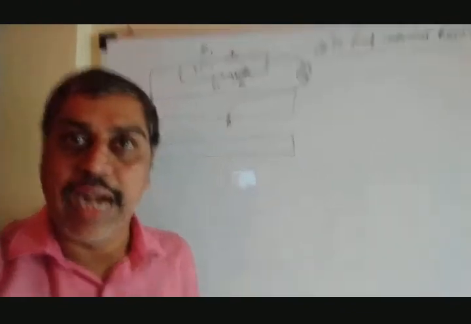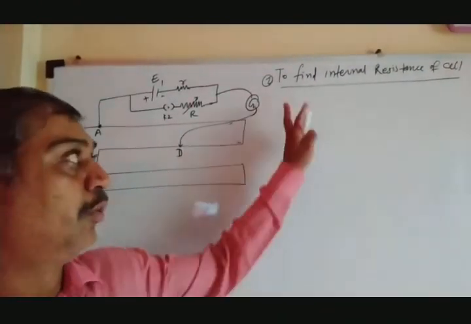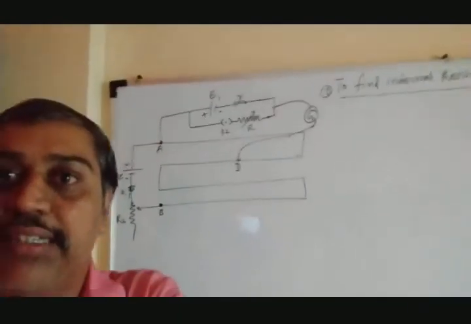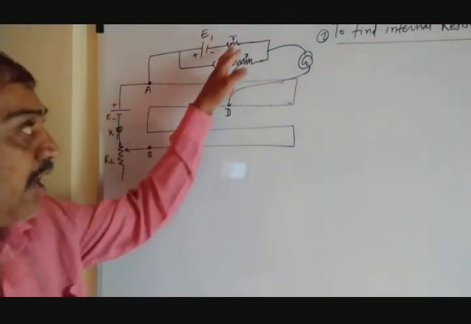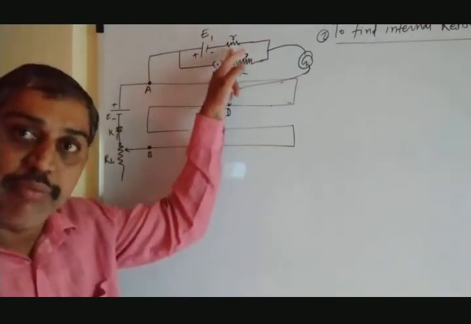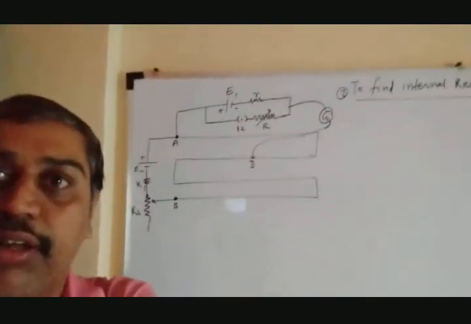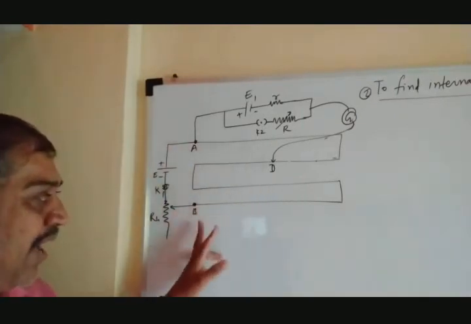Hello students, let's start with the second application of the potentiometer, that is to find the internal resistance of a given cell. Suppose this is the diagram for that. Suppose you are given one cell E1 whose internal resistance is small r, and we want to find this r. How to find the internal resistance of any cell by using a potentiometer? Connect it like this, this is the potentiometer wire AB.